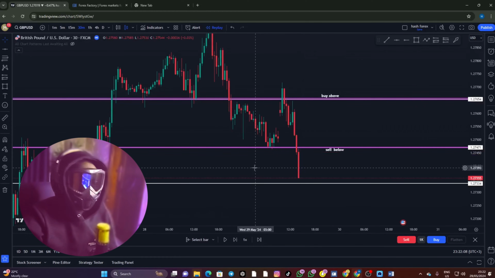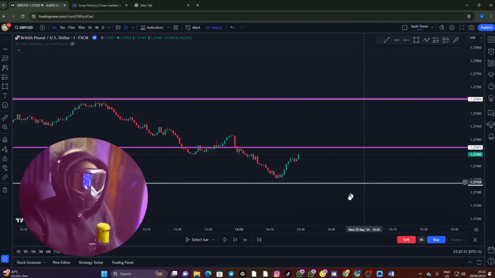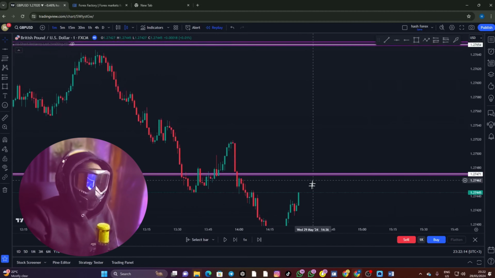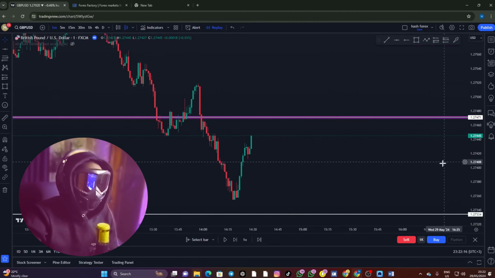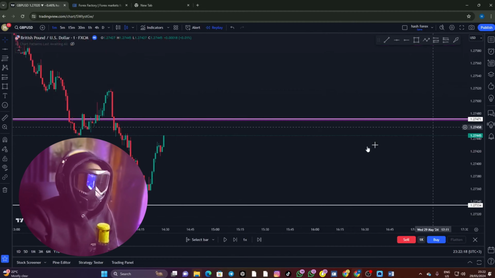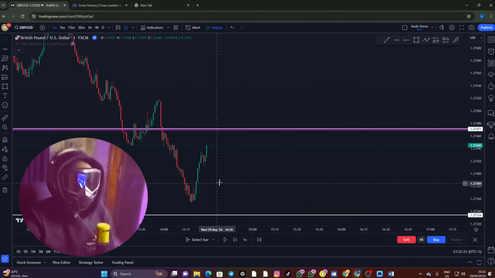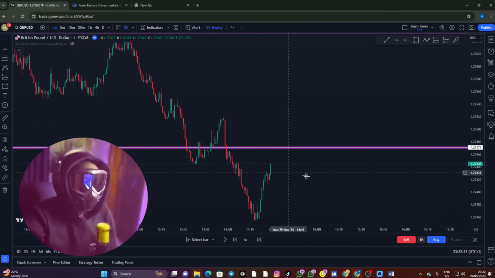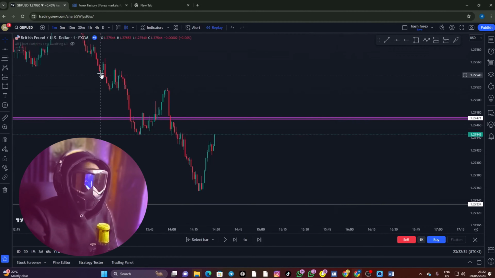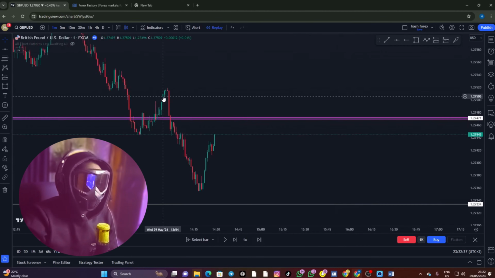After that, I'm going to head onto my 1 minute to get some entries. And when I come on my 1 minute, what am I seeing? I'm already seeing the structure of the downtrend. The market is giving me impulse, and then it is pulling back.